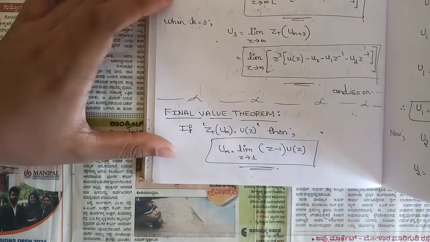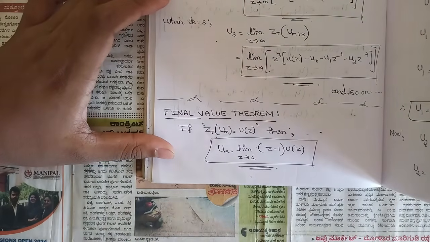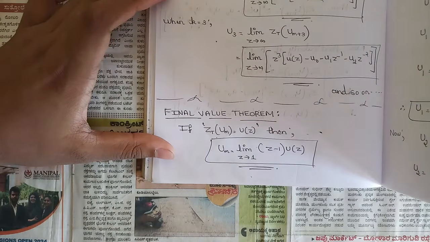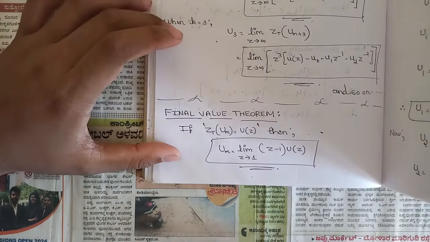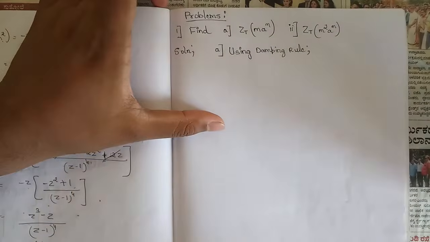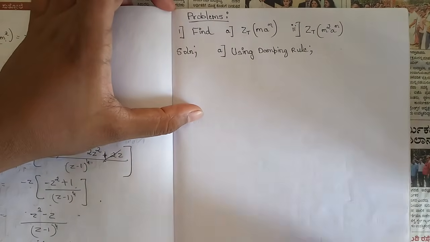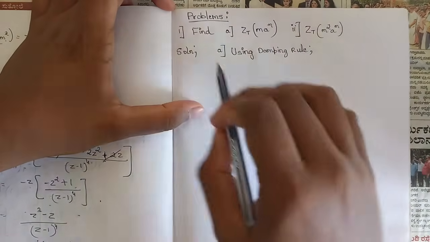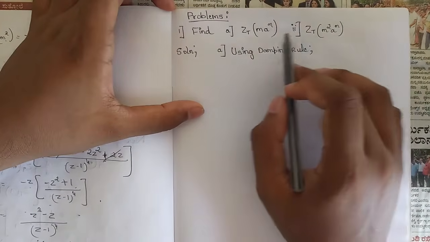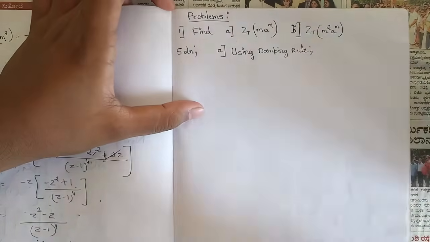So these are all the concepts related to the z transform. Now we'll start with the problems. While doing the problems you will be clear about the concepts, and you will understand all the concepts we have discussed till now. So now let's start with the problems. This is the first problem of the z transform concepts. The first problem says: find the z transform of n into a power n, and also the z transform of n square into a power n.